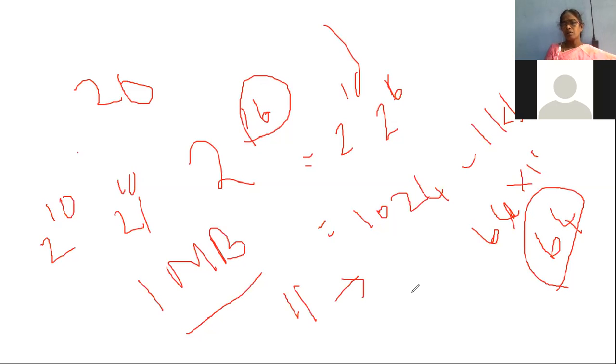1024 into 2 is 2 kilobytes. Which can be written as 2 power 10 into 2 power 1, and 2 power 1 is 2. So this 2 power 10 is 1 kilobyte, so we can say it as 2 power 2 kilobytes.